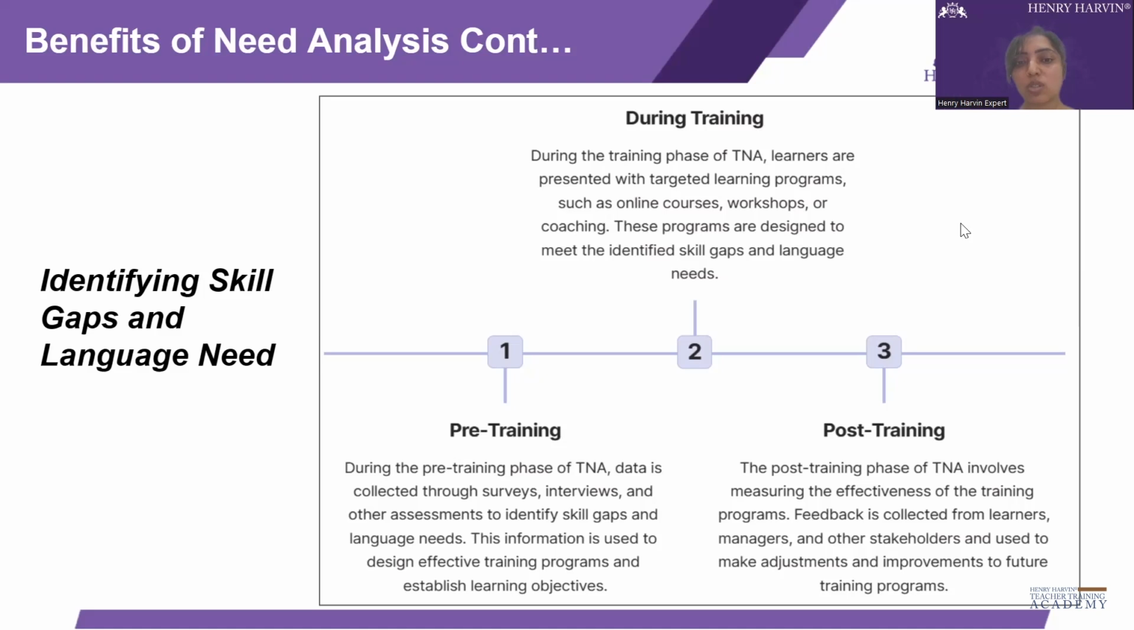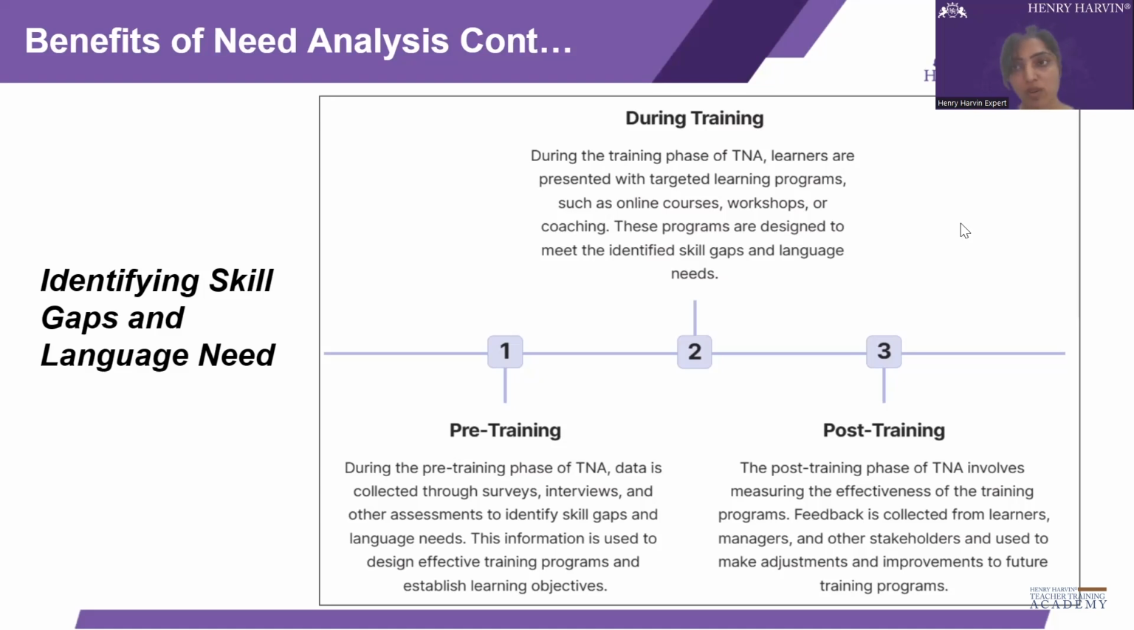Okay, so during training also it can be done, because while you're giving training, of course, you're interacting with them. So you can have this analysis during training. You can have this post training as well. Post training analysis would be about feedback, once you've taught them. And pre-training. So the first step is pre-training, of course.